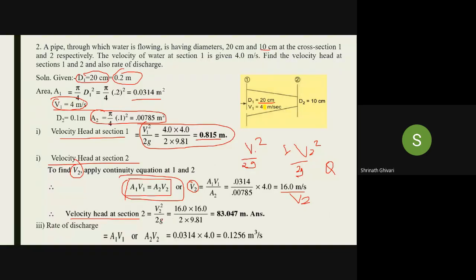So v2 square by 2g equal to, v2 is 16, so 16 into 16 divided by 2 into 9.81, that is 83.34 meter per second. Can anyone tell me whether the answers are right or not?